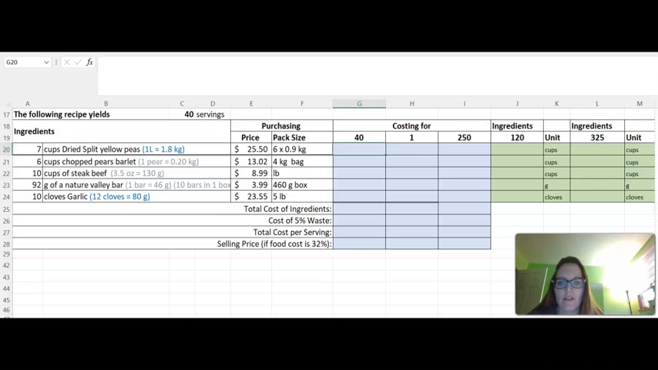For the second part of our costing exercise, we're going to be starting off by portioning out 40 servings. So we're starting with our dried split yellow peas, and then we're going to also cost our pears, steak beef, and Nature Valley bars, and cloves of garlic. Again, our weight equivalencies are highlighted here in blue or in brackets. For this exercise, we are also going to calculate the total cost of the ingredients, the cost of 5% waste, the cost per serving, and the selling price. We are also going to calculate the cost for ingredients for 120 servings and for 325 servings.